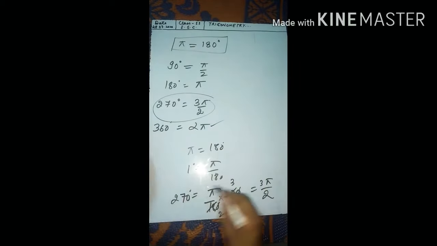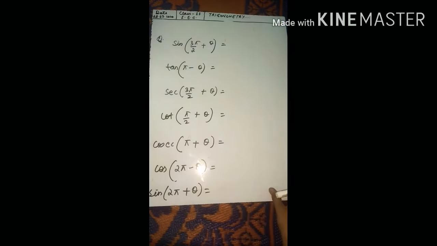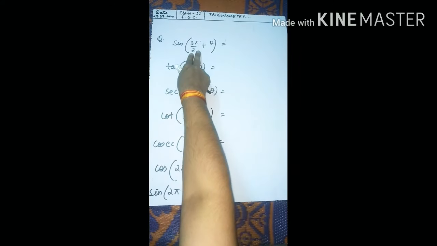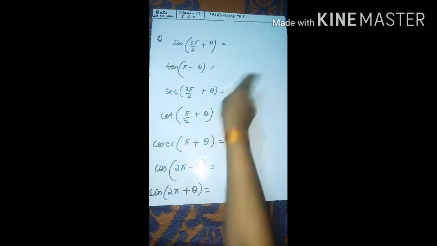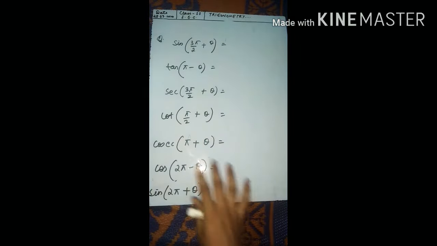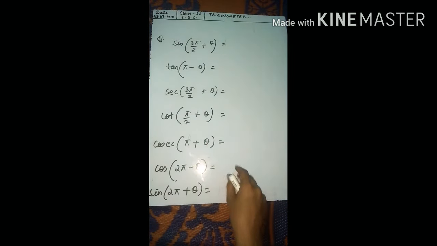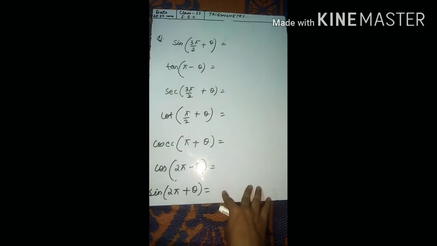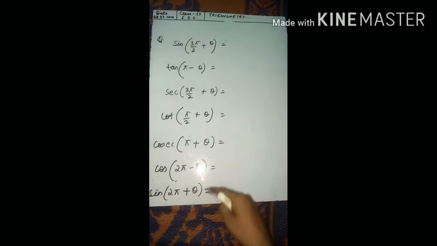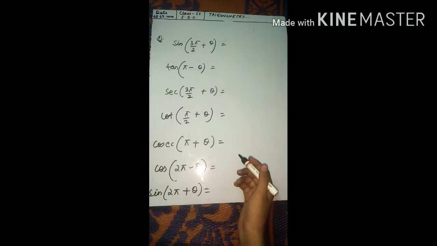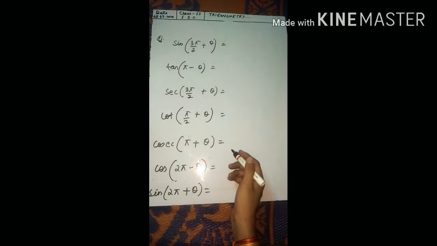Now I am writing the questions, so please do these questions. I have written them in terms of pi, that is, 3 pi by 2 is 270 degree, pi is 180 degree, like that. So take a snap, or pause the video, write the questions, solve them and show it to me. I'll share other questions of this kind also.